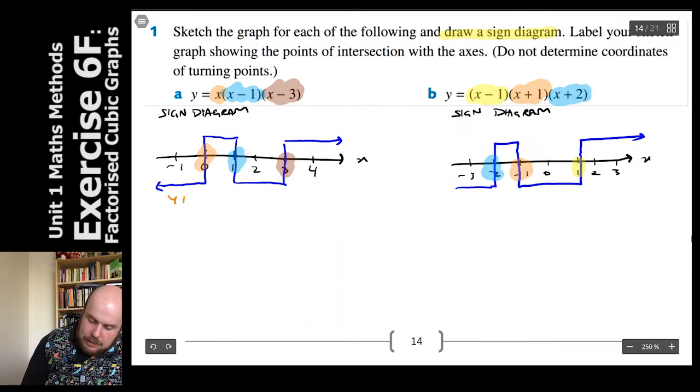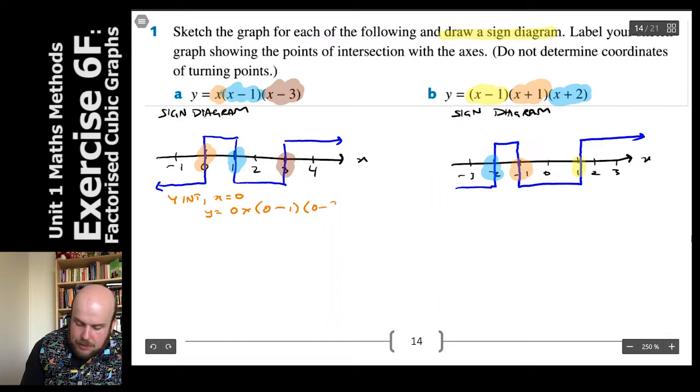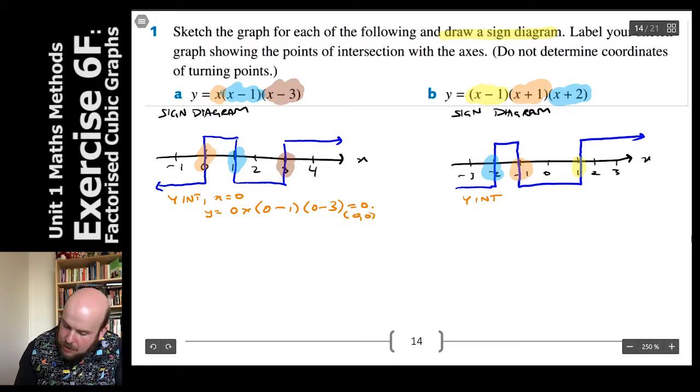So for the one on the left, I'm just going to find the y-intercept. So that's when x equals 0. Well, we know that as soon as I replace that first x with 0, everything's going to turn to 0. It's going to be 0 times 0 minus 1, 0 minus 3. So it's going to be 0.